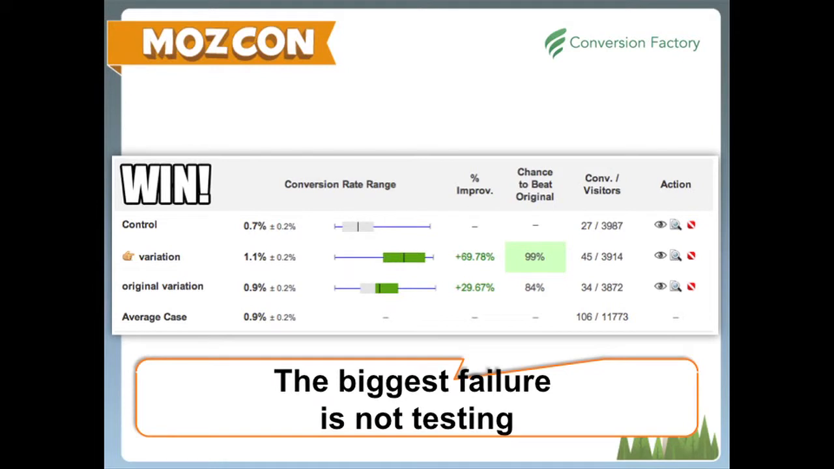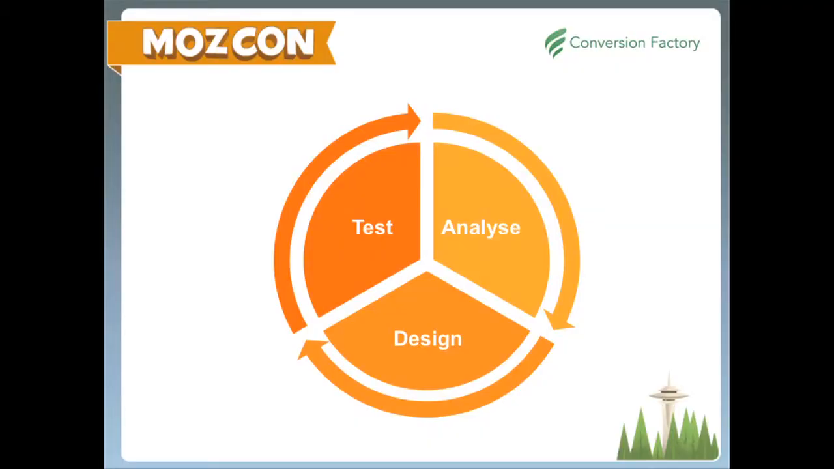So ultimately, the biggest failure is not testing. If there's one takeaway, apart from doing usability testing, it's to start split testing. Even if that does mean just doing little tests to begin with, but I'd strongly recommend starting with as big tests as you can manage. So here's the entire cycle. It's very, very simple. It is cyclical as well. And I think that about wraps us up.